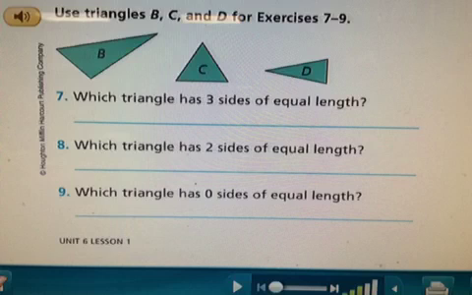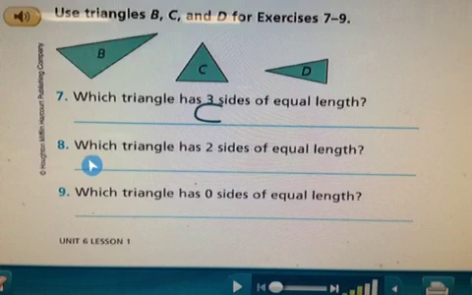So now we're going to look at the bottom of the page and answer these 3 questions. Which triangle has 3 sides of equal length? So B, C, and D. Which one of these triangles has all 3 sides the exact same length? Well, if we look at D here, this one's really, really short, and these are long, so those aren't the same length. And if you look at B, this one's pretty short, while these are really long. But C, they are all the same, so C.